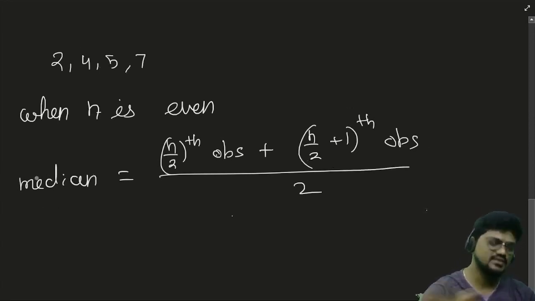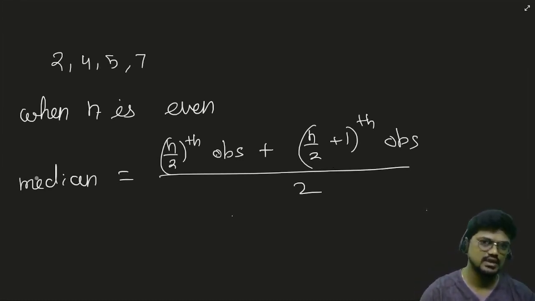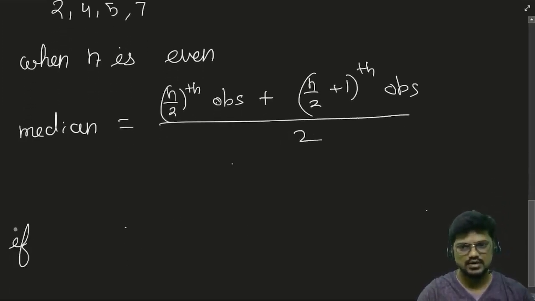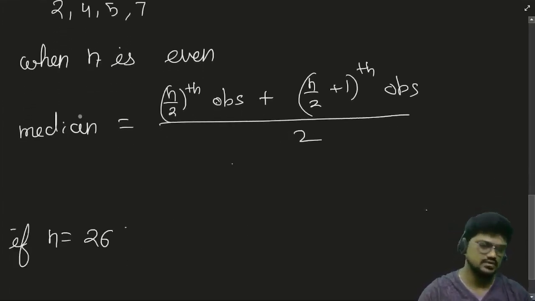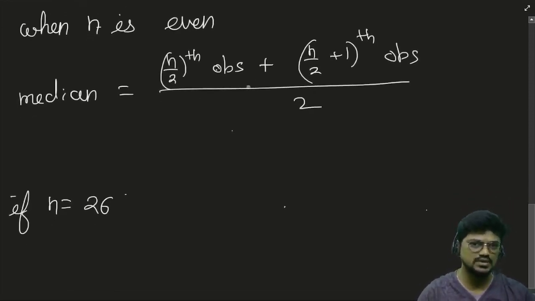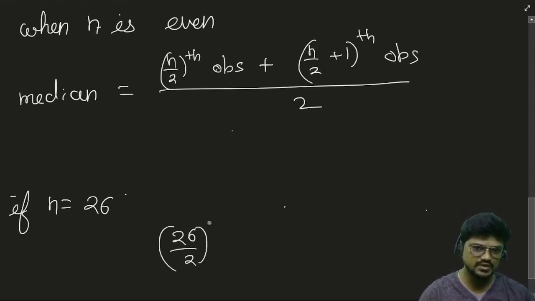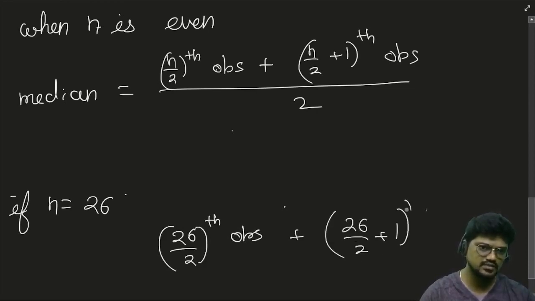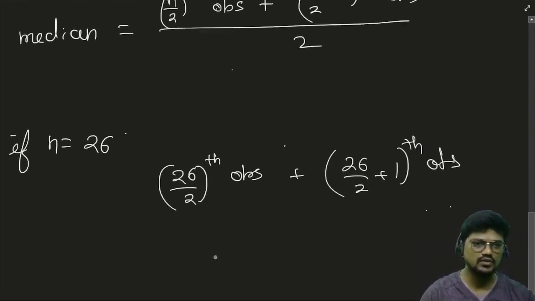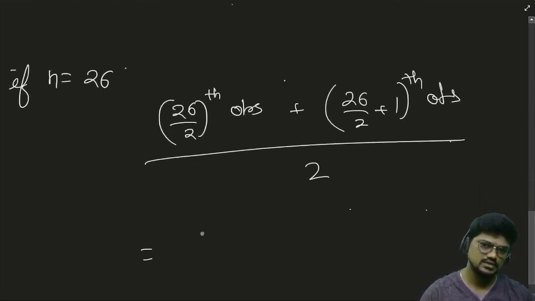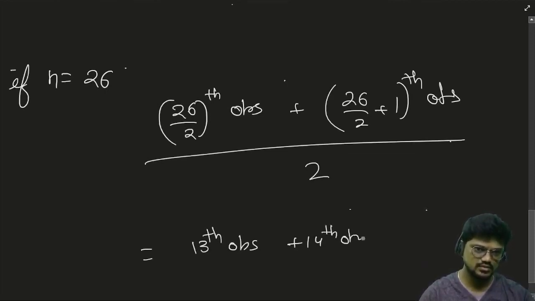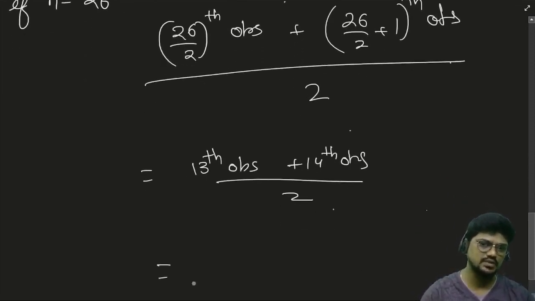I'm just giving an example. If there are 26 readings, then which will you take? If n is 26, which is even, which two readings do you have to take for the average? That is the n by 2th observation, that is the 26 by 2th observation, plus the 26 by 2 plus 1th observation, and you divide it by 2 to get the median. That is the 13th observation plus the 14th observation divided by 2. Whatever answer comes, that will be your median.